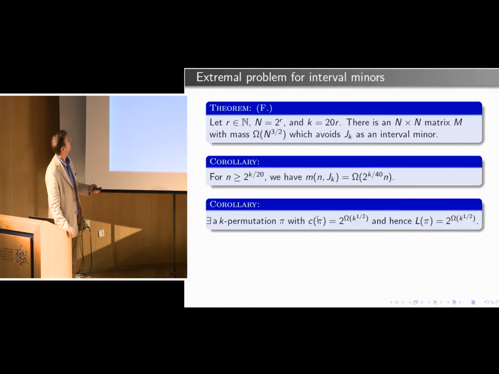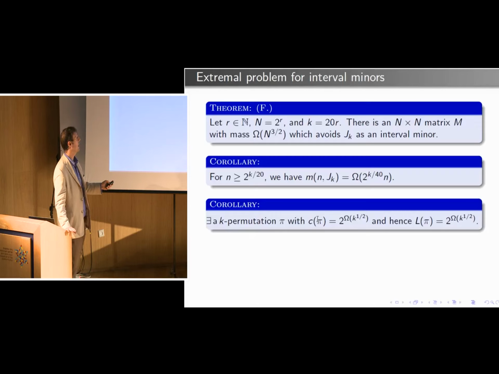And then as a corollary from this, we get that there's a k-permutation pi whose Füredi-Hajnal constant is exponential in root k. So if this were a Sudoku permutation, we'd get this, because that k-permutation pi would avoid as an interval minor J sub square root of k, and then we would be able to get this out of there.